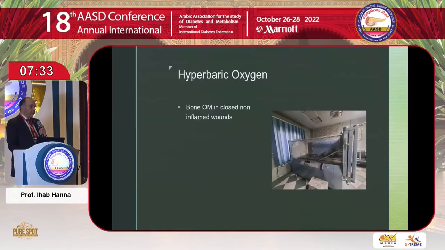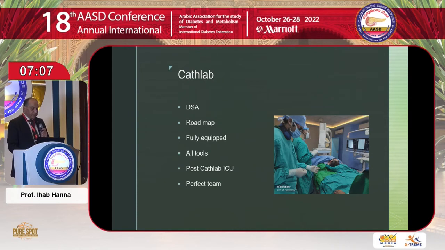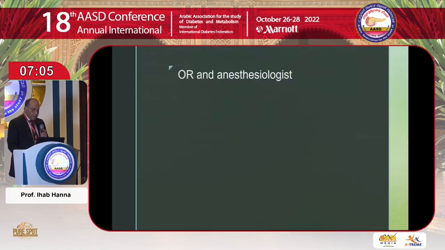Also, we do have a hyperbaric oxygen chamber in our institute. That's important, and we found very good results in bone marrow osteomyelitis. And of course, our black horse is the cath lab. The cath lab should have a DSA, digital subtraction angiography, a roadmap, fully equipped with all tools on the shelf, not to be asked for during the operation, and a post-cath lab ICU. This makes a perfect vascular team.